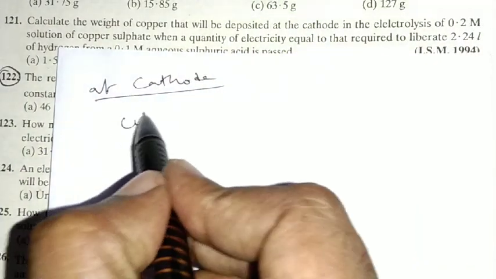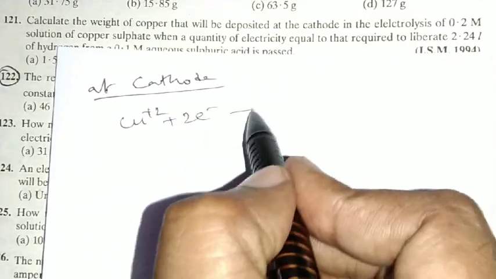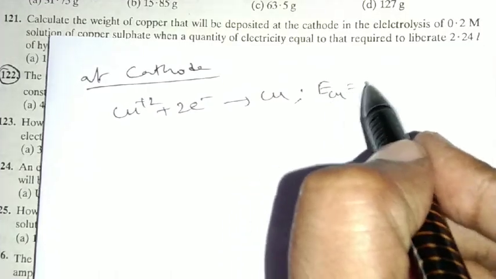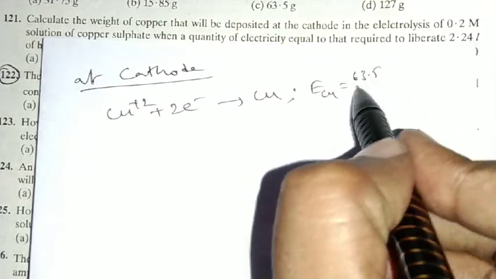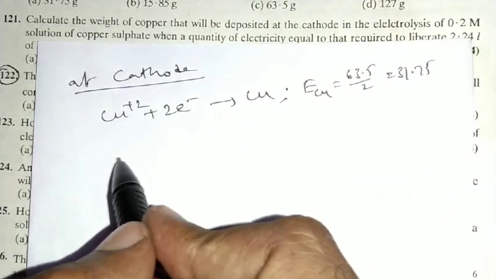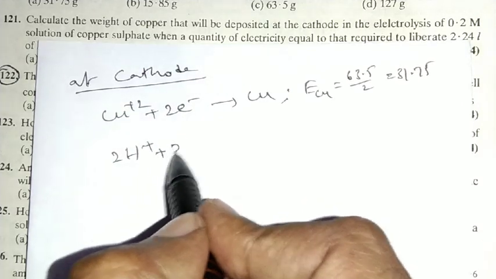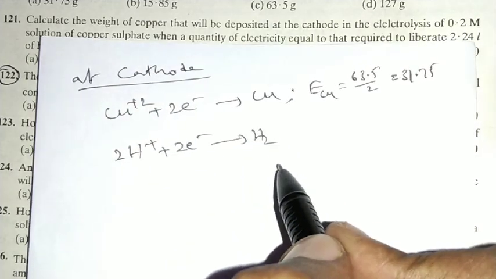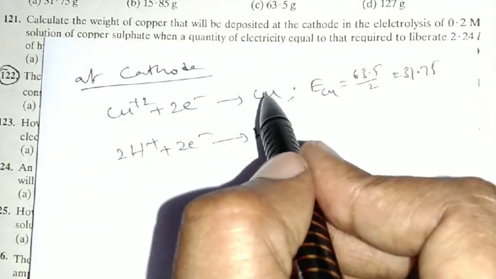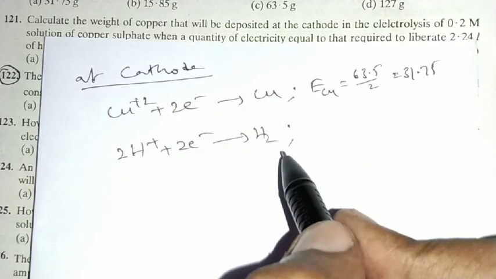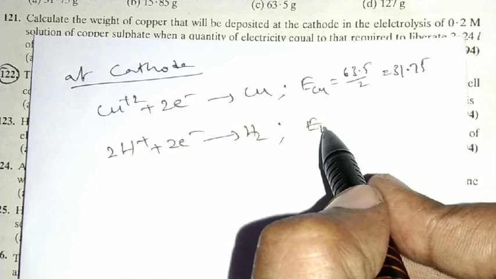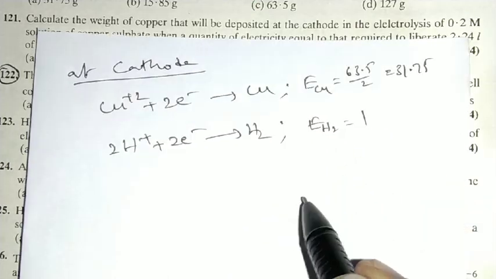That means this is the main reaction. Copper ions, by taking electrons, are converted into copper. That means the equivalent weight of copper is 63.5 by 2. That means you'll get 31.75. In the other experiment, this is the reaction: 2H+ plus 2 electrons gives H2. Is it okay? See, plus 2 to 0, oxidation number decreases. This is reduction. At the cathode reduction takes place. This is also reduction. Now the equivalent weight of hydrogen, you will get 1.